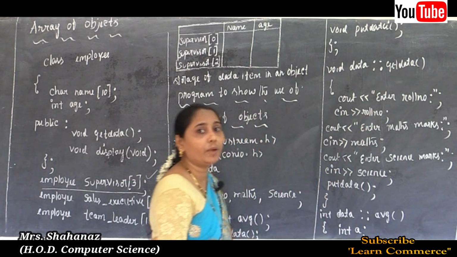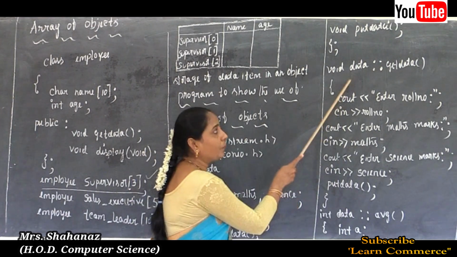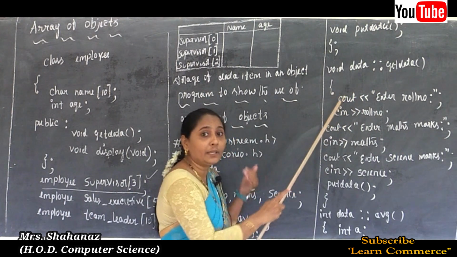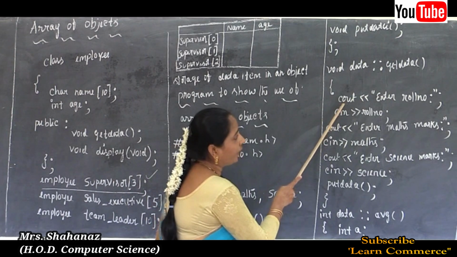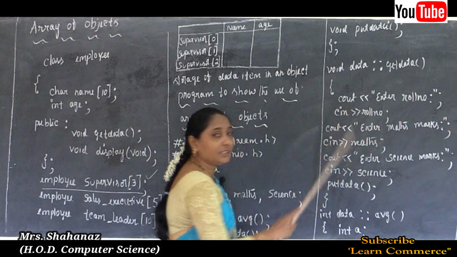And we know why we are using the getdata member function. Why? Because the getdata member function is used to get input, to enter the values here. So I want to enter the values for roll number, maths, science, each and everything here.